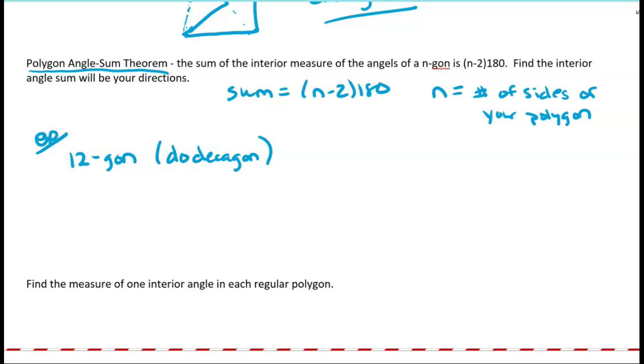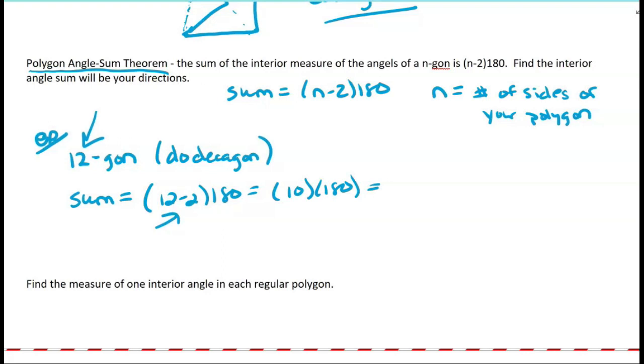And then in order to find the sum, all we have to do is plug this in. So the number of sides, of course, is 12. That represents n minus 2 times 180. So all you have to do is remember that parentheses come first when doing our order of operations. So this needs to be 10 times 180. And that, of course, is going to give us actually just 1800 degrees.